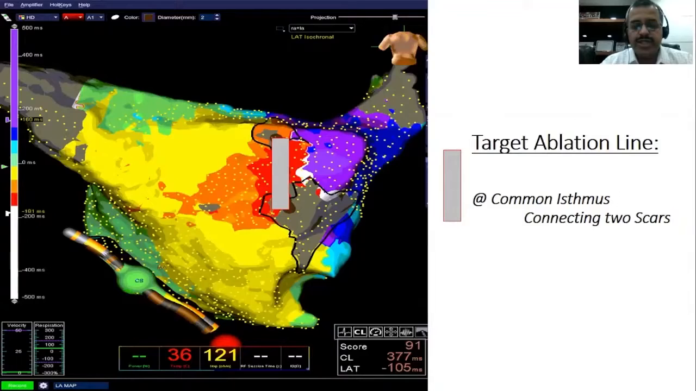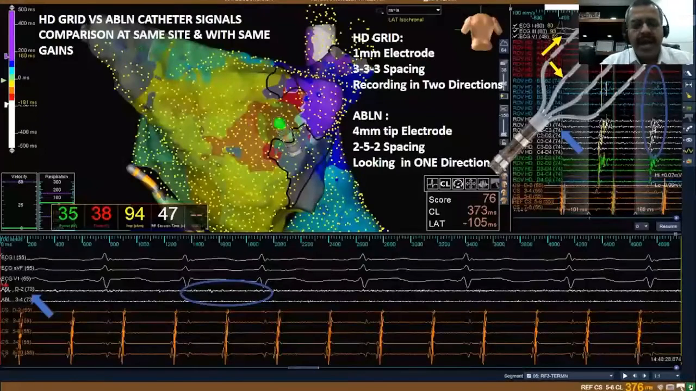We wanted to connect these two scars, and this was the planned line of ablation. And once we took the ablation catheter there, we found the advantage of the HD grid. Here is a comparison of the signals from the ablation catheter and the HD grid at similar gains. The lower panel shows the ablation catheter signals. You could hardly find any signals from the ablation catheter.